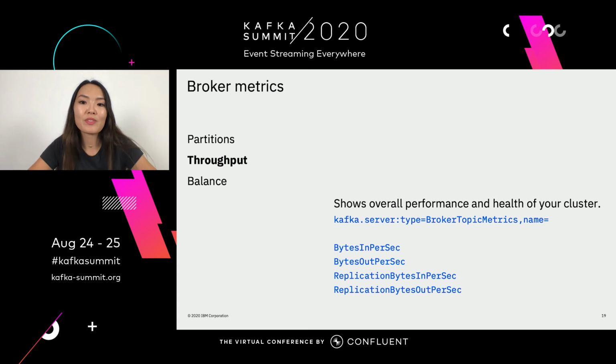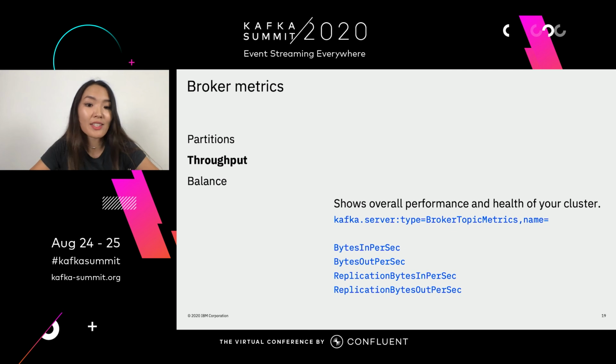Right, throughput. This is how much data is being sent and received by the producer and consumer applications. You'll be able to see how busy your cluster is. And you can also trend over time on your overall throughput, which can help you to determine whether you need to expand your cluster. It shows the overall performance and health of your cluster, so it will also help you to spot a few problems.